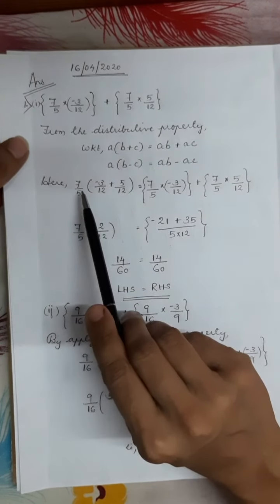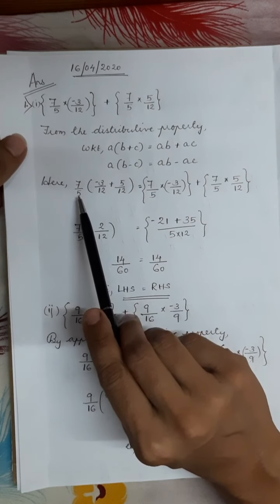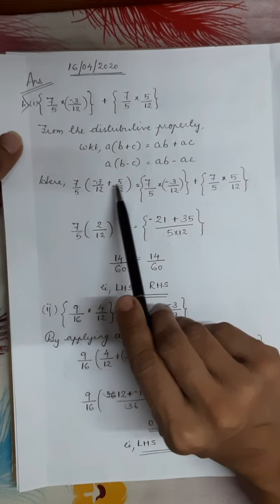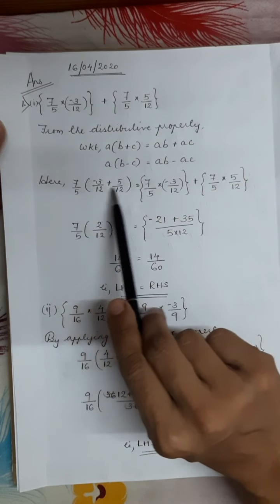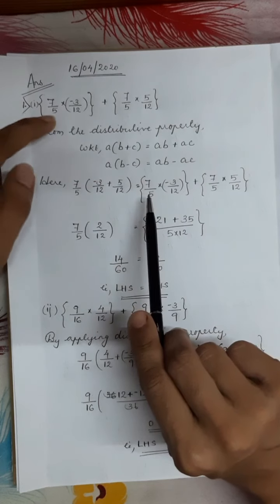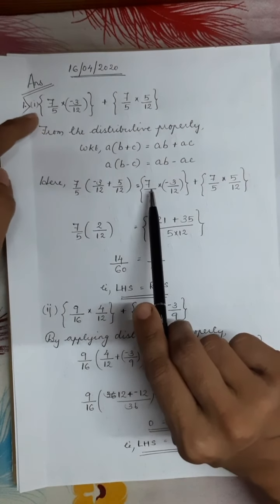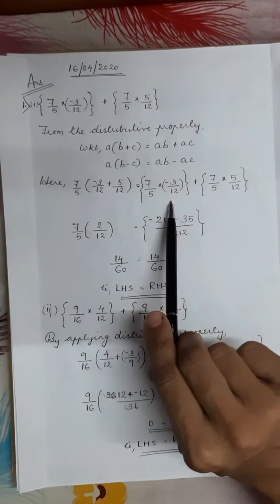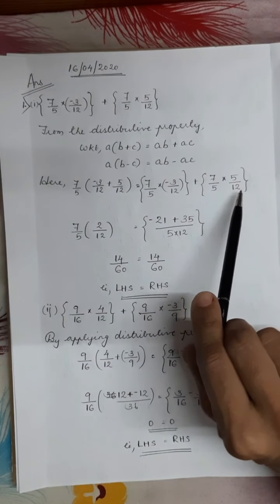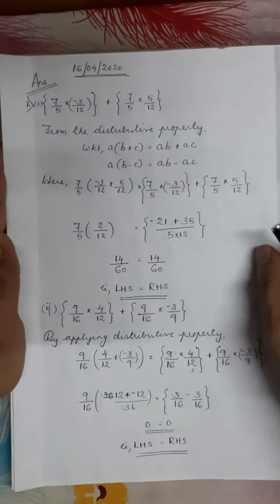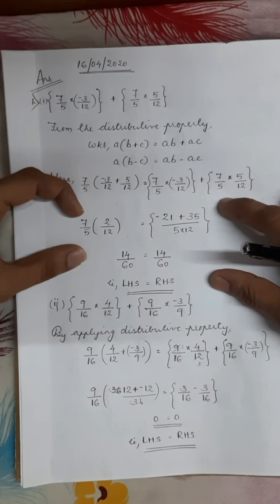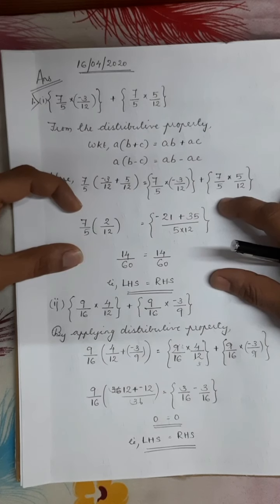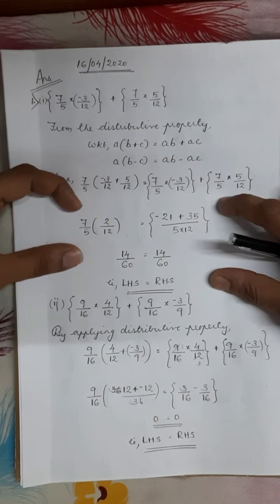So the given question we can write as 7 by 5 into minus 3 by 12 plus 5 by 12, which is equal to, when we take 7 by 5 inside the bracket, what are we getting? We are getting the same question they asked us to find: 7 by 5 into minus 3 by 12 plus 7 by 5 into 5 by 12. So now we are going to prove both LHS and RHS, whether we are getting both the same or not, whether this is satisfying the distributive property or not. That's what we are going to check.